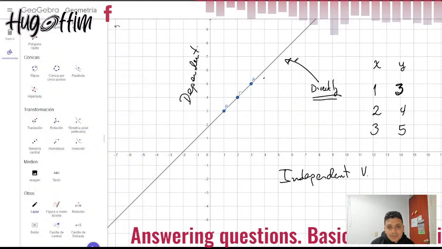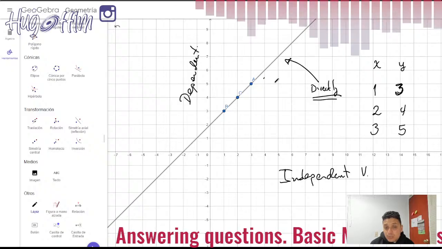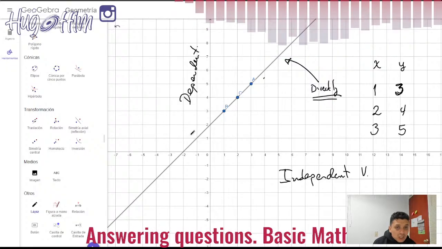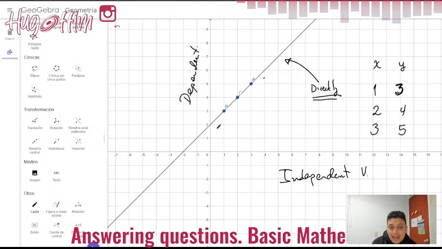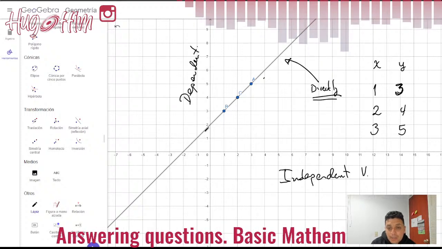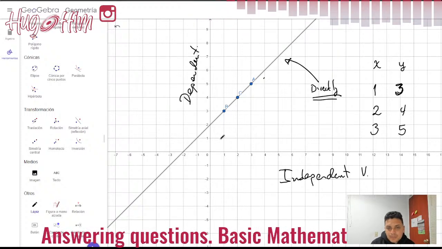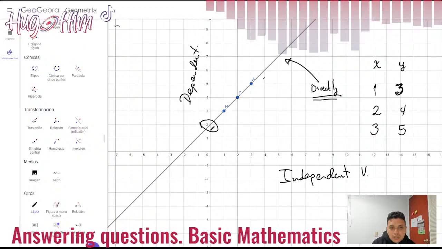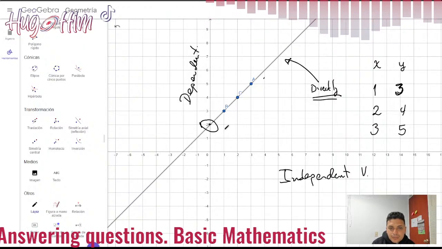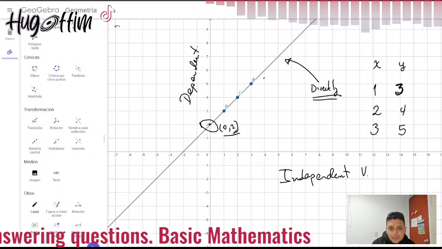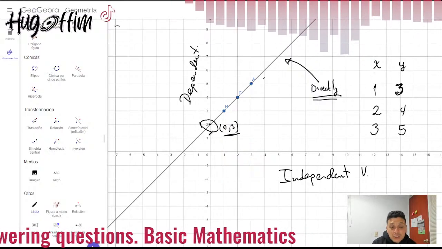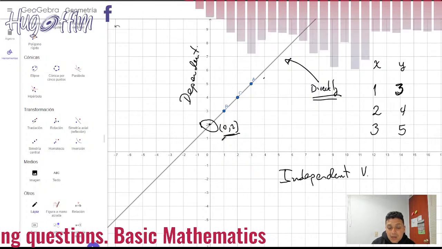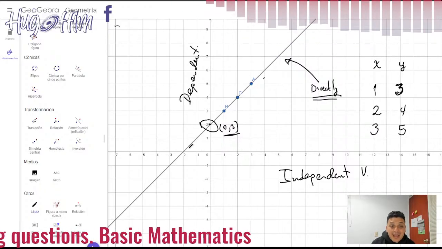So in this case, I can think that maybe it's probable that they are directly proportional because they match a straight line. And the second condition is that the straight line must cross the origin, 0, 0. In this case, our line does not cross the origin. It crosses the point 0, 2. So as it doesn't pass through 0, 0, it means that this relation is not directly proportional. Now, it's a straight line.